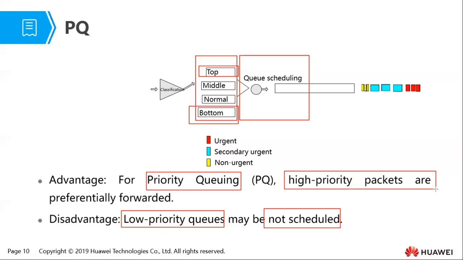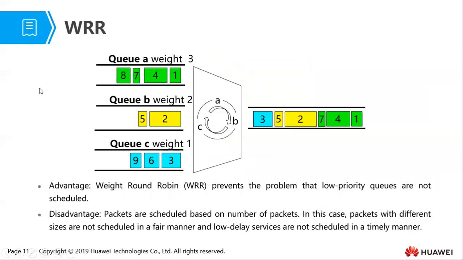The advantage, of course, is that high priority packets are preferentially forwarded. Kwa hivyo delay sensitive data zitafanya sawa kabisa. So that is how PQ works.